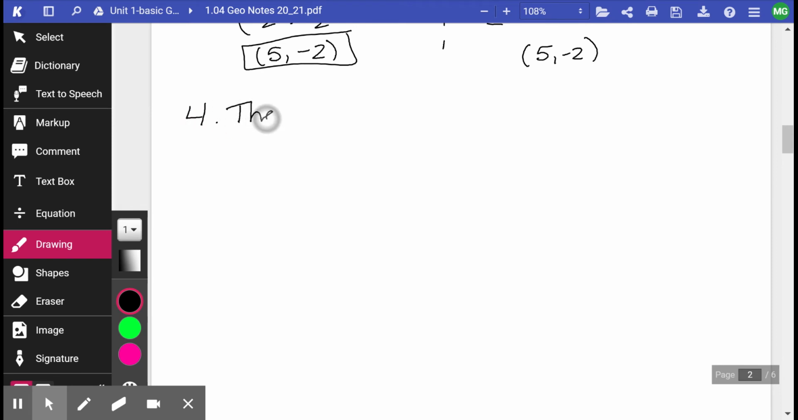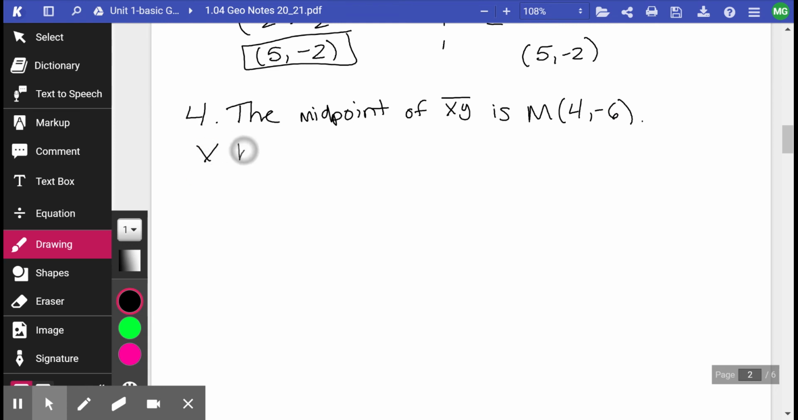So here's where we would want to use that other one again. The midpoint, so I'm giving you the midpoint this time. And that's where you really want to train your brain to think, what am I given? Am I given the midpoint or am I given the two endpoints? So the midpoint of segment XY is M, which is 4, negative 6. X has coordinates 2, negative 3. Find the coordinates of the other endpoint, which is Y.